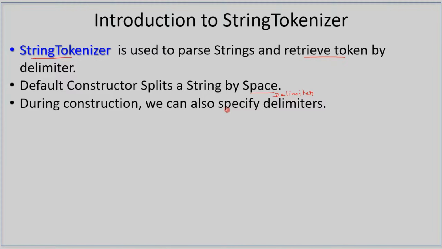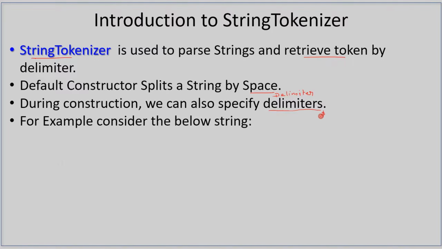During construction, we can also specify the delimiter. That means you can change that default behavior. That means during the construction, you can provide your own delimiter. Then a string will be split based on the delimiter which you specify. So during the construction, if you specify $ as the delimiter, then a string will be split based on the $ sign that is present in the text.